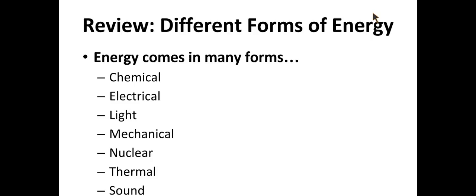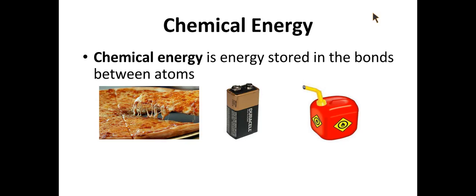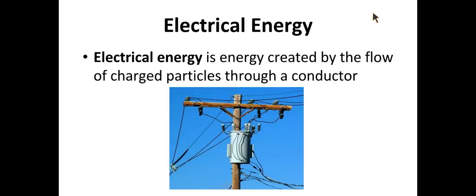So, we're going to quickly go through and review the different forms of energy, which are chemical, electrical, light, mechanical, nuclear, thermal, and sound. You'll have an opportunity to jot down a lot more of the definitions that some of you guys didn't get to do yesterday. So, quick review of chemical energy. Chemical energy is energy that's stored in the bonds of atoms. I have these pictures here because whenever you see these things, this is exactly what you need to think of. Any food is chemical energy, batteries, gasoline for your car.